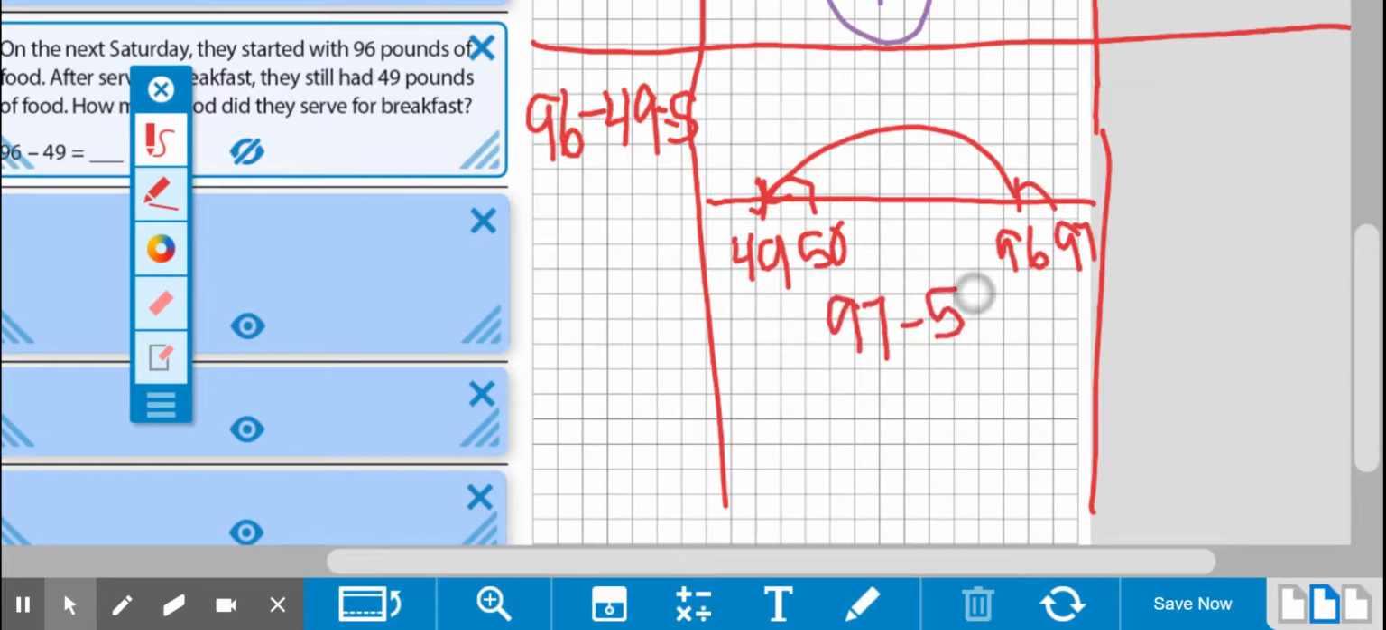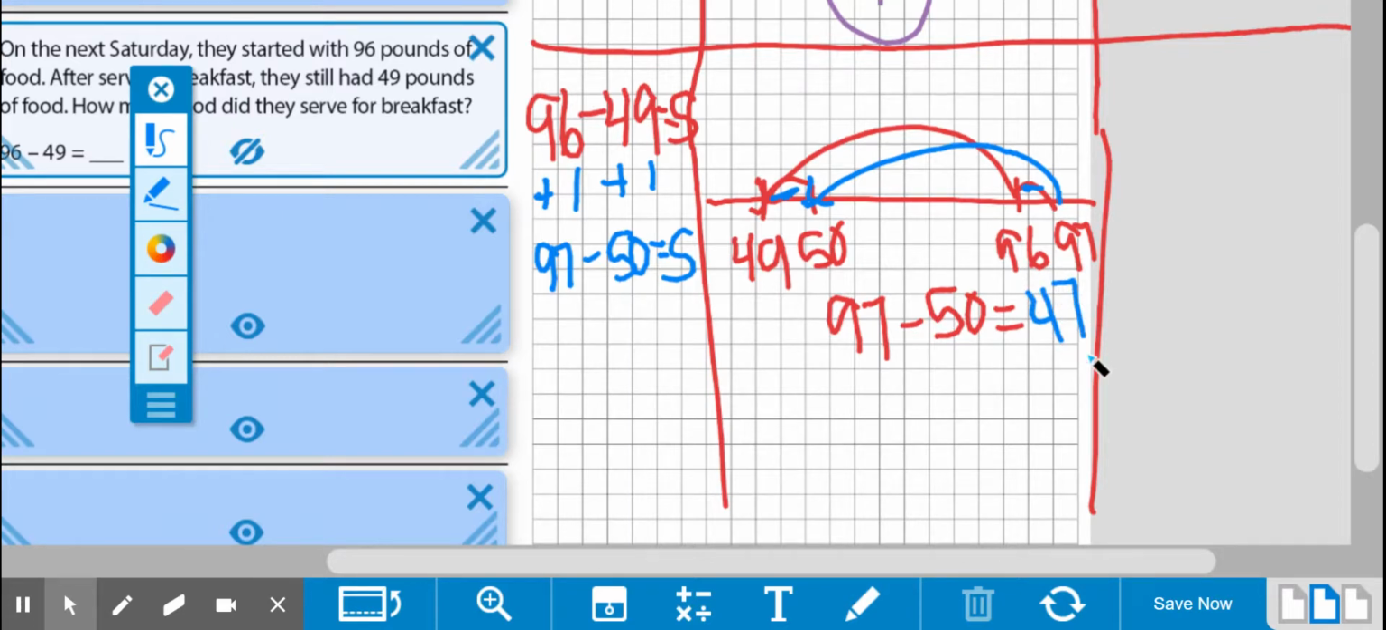Then here we go again. 97 minus 50 equals, I'm going to use a different color to show you, 97 to 50. So it's the same constant difference. If you add 1, it's 97 minus 50, which equals 47. Kind of like the other one, so it doesn't matter how you use it. So let's look at another problem.